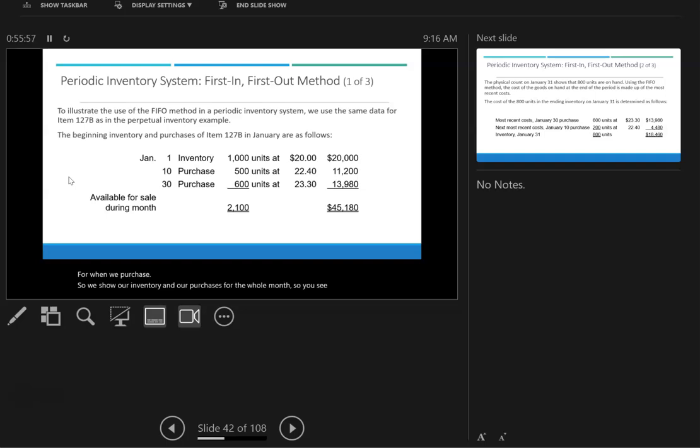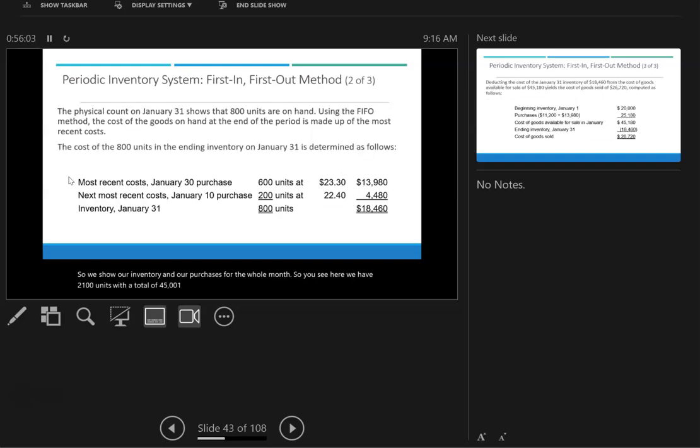So you see here we have 2,100 units with a total of $45,180. The physical count on January 31st shows that 800 units are left on hand. When we use the FIFO method, the cost of goods on hand is made up of the most recent cost. So we assume everything previously has been sold, and the only thing that's left are the most recent purchases, which should have been 600 units of the January 30th purchase, and then 200 units of the January 10th purchase.